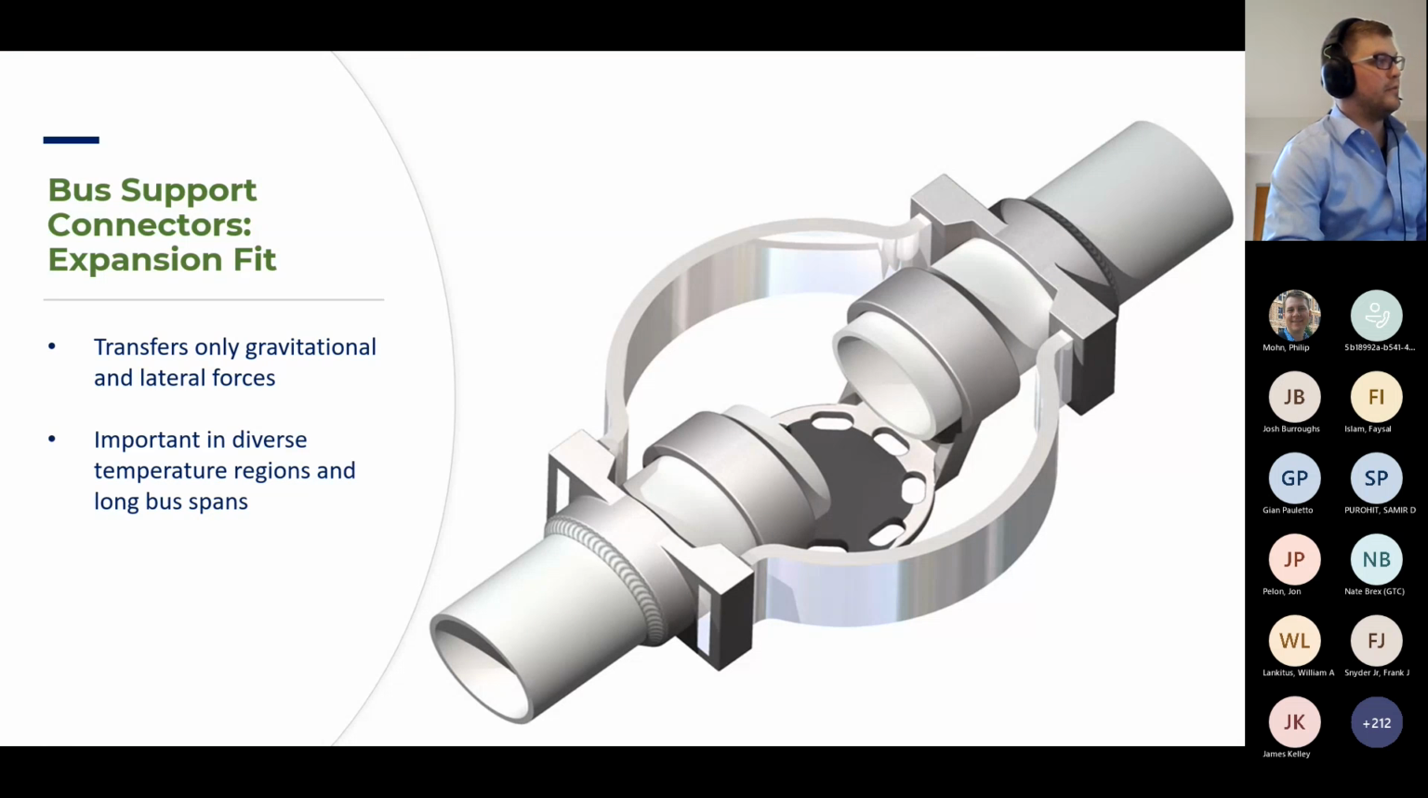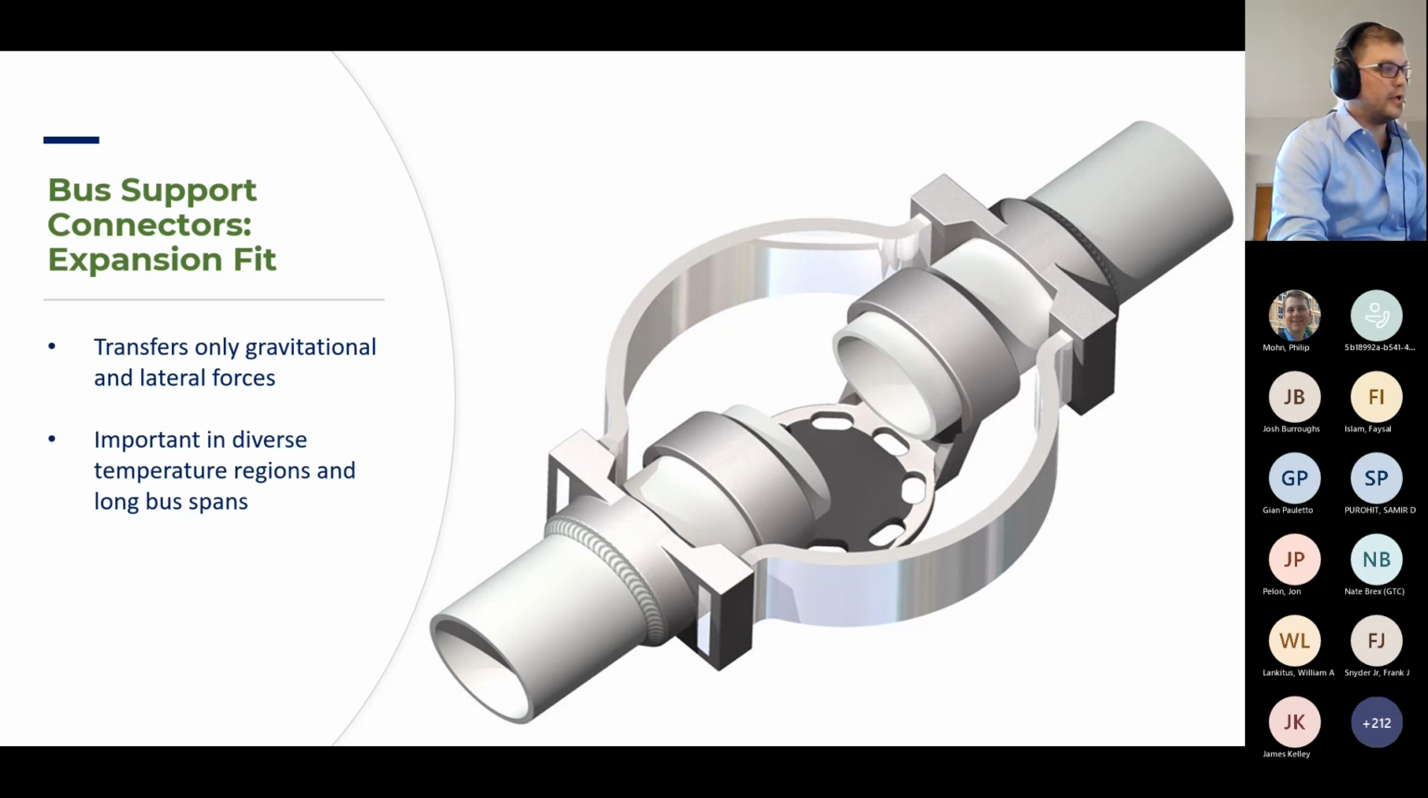Getting into the third type of bus support fitting is the expansion fit. So this is transferring gravitational forces and lateral forces, but it's important in diverse temperature regions along bus spans. Personally, I always like to think of the combination of rigid, slip, expansion, and repeat that. An expansion could always be considered at the end point of a bus run too. If you just have it end, it's just capped, that can actually count as one of your expansion points.